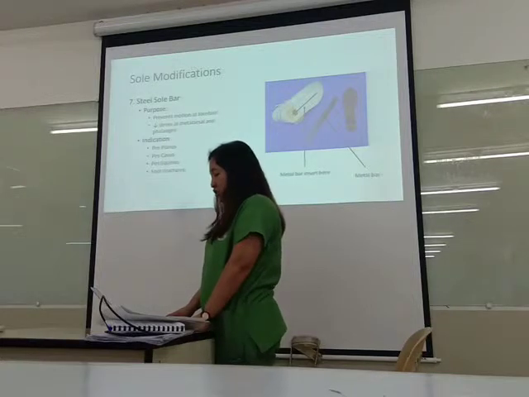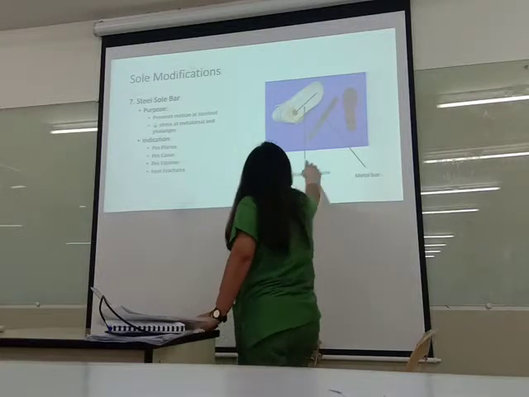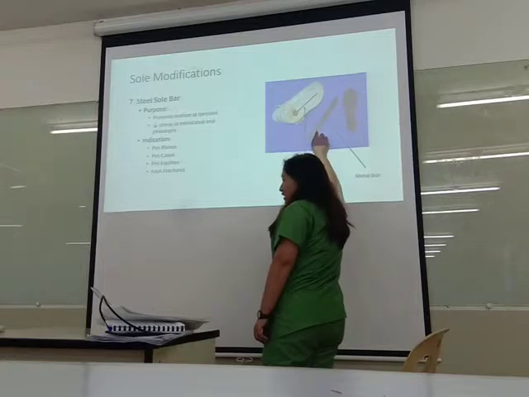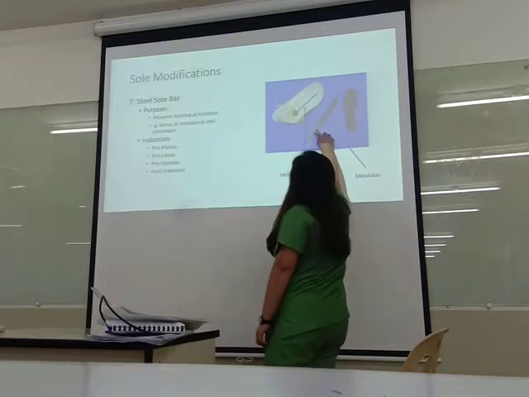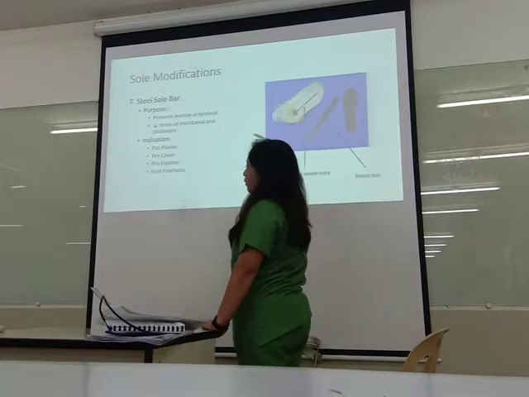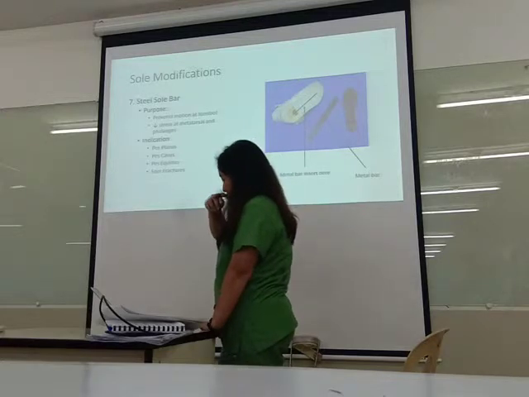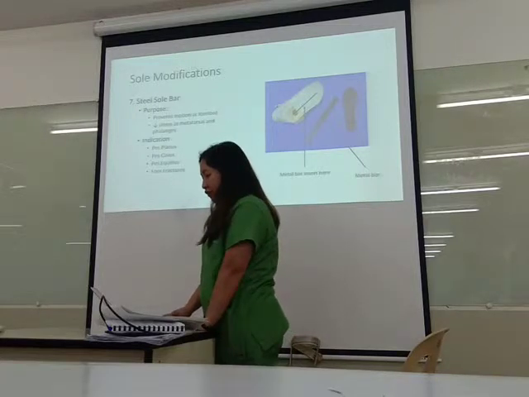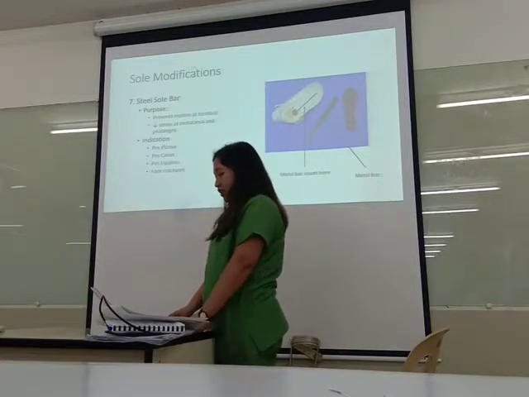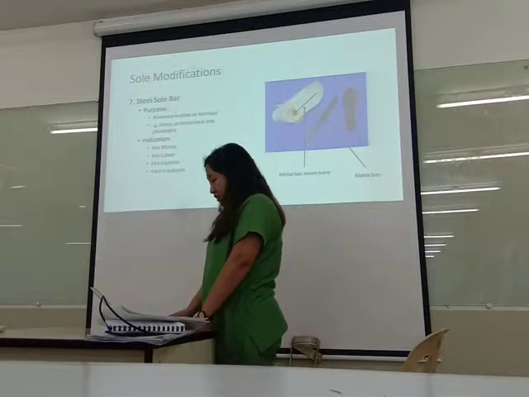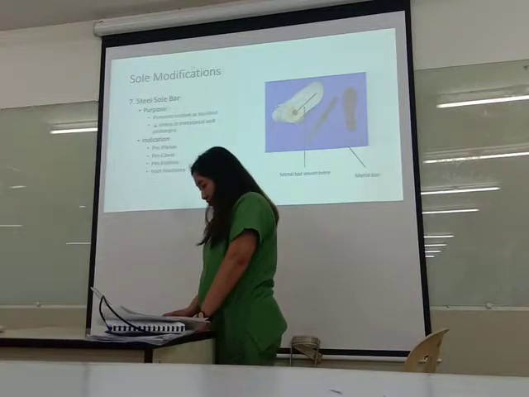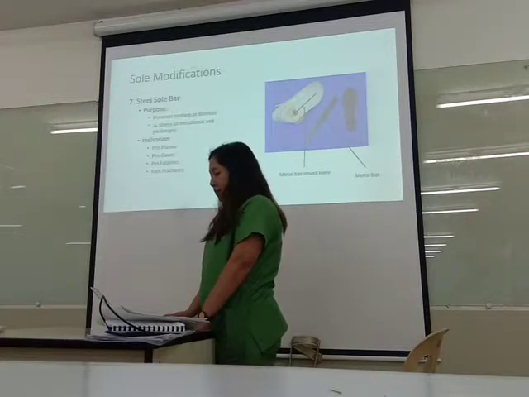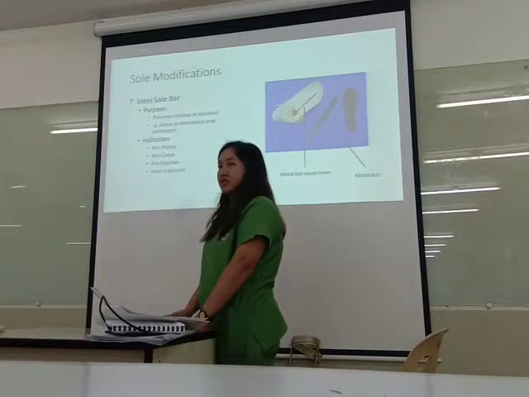Next is steel sole bar. Parang yung ganito, ito yung kanina. Pero ito kasi, entire length of the shoe. So, steel sole bar, it prevents motion at the forefoot and it decreases stress at metatarsal and phalanges. Indication is for pes planus, pes cavus, pes equinus, and forefoot fractures.